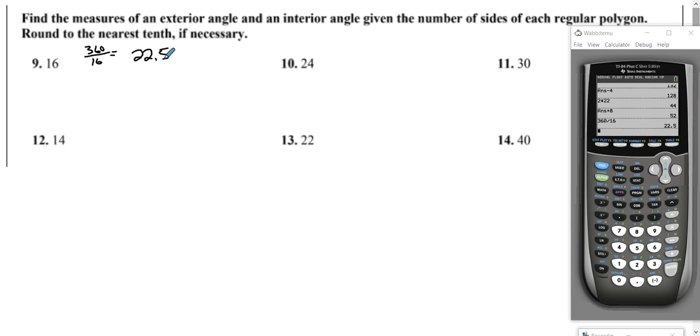Now, there's a nice little shortcut. Once you have the exterior angle, to find the interior angle, we just do 180 minus that number, and that gives us the interior angle. So 180 minus the 22.5 is 157.5. So the interior would be 157.5.